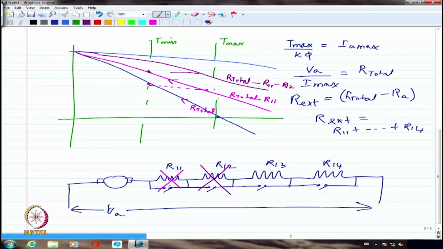See, this pink line corresponds to when I cut off this resistance. When one of the resistances is cut off, you are reducing the overall armature resistance seen by the motor drive itself. So you are going to have the droop definitely decreased. Previously the droop was quite high. Now the droop will come down because the IA RA drop itself is coming down.